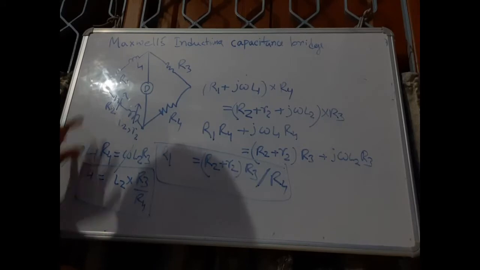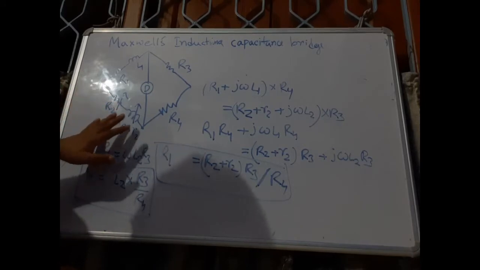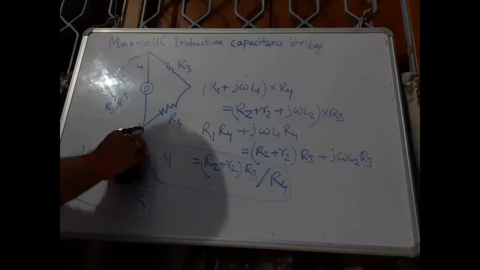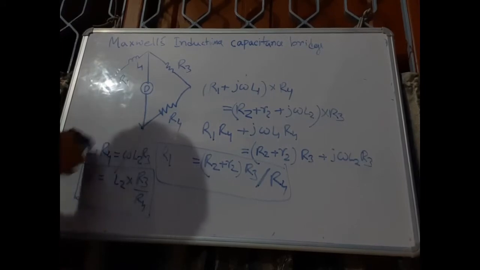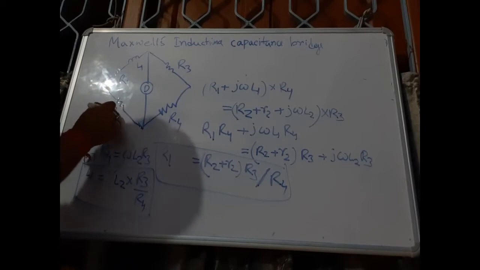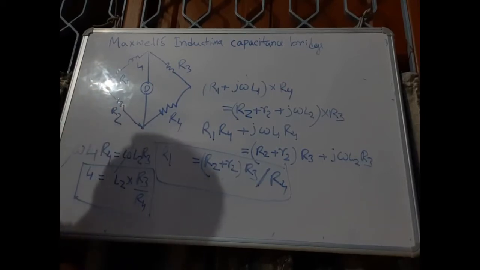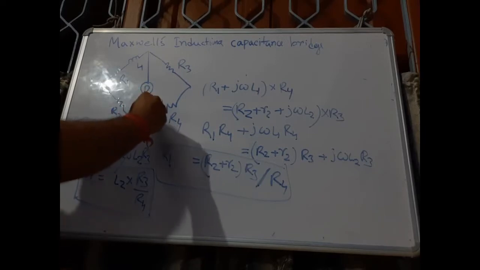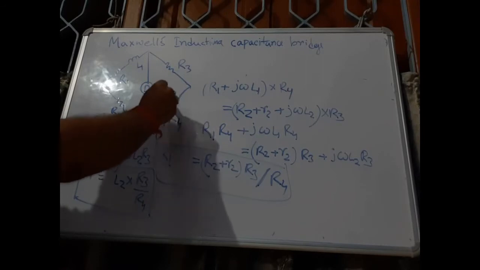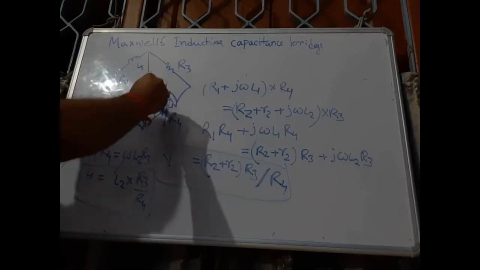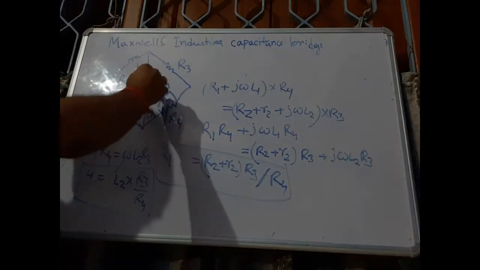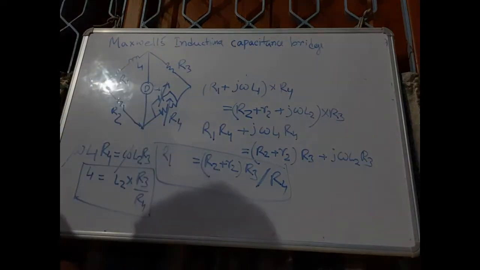So what is the configuration of the bridge? We can change this as follows: this is R2, and we have a capacitor in parallel with the R4, and this resistor and capacitor are variable. Say this capacitor has capacitance C4.